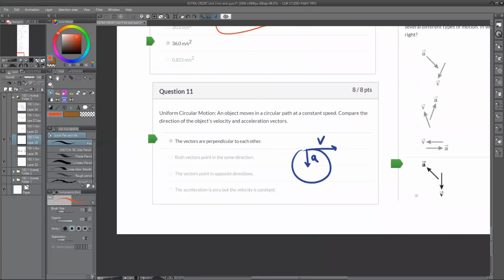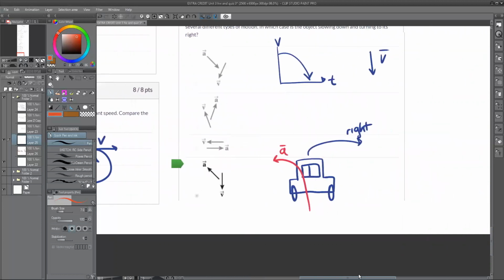Okay, uniform circular motion. An object moves in a circular path at a constant speed. Compare the direction of the object's velocity and acceleration vectors. The only right answer is that the vectors are perpendicular to each other. In circular motion, the velocity vector is always perpendicular to the acceleration vector. And this is explanatory of the other problem that we recently solved.